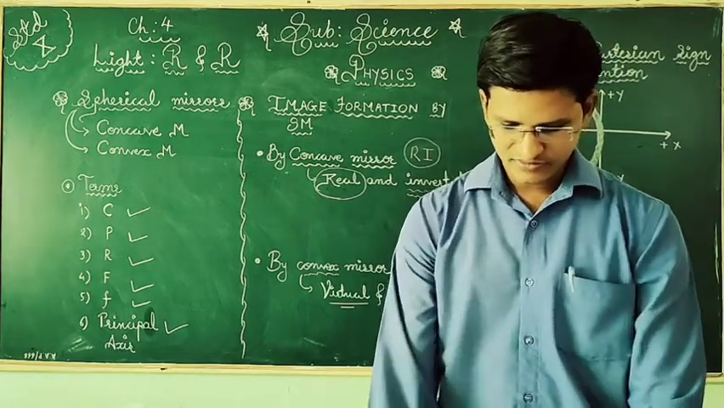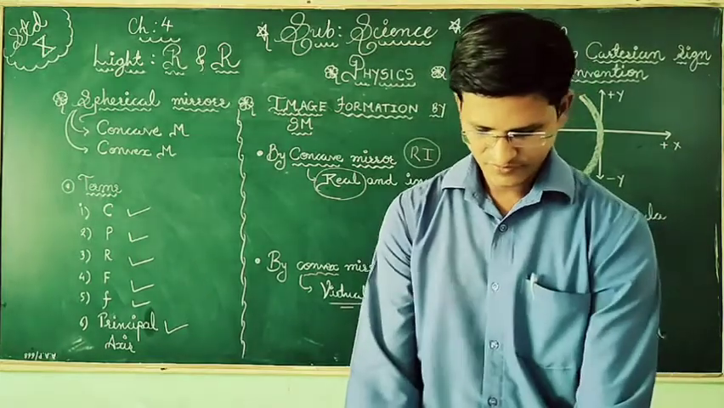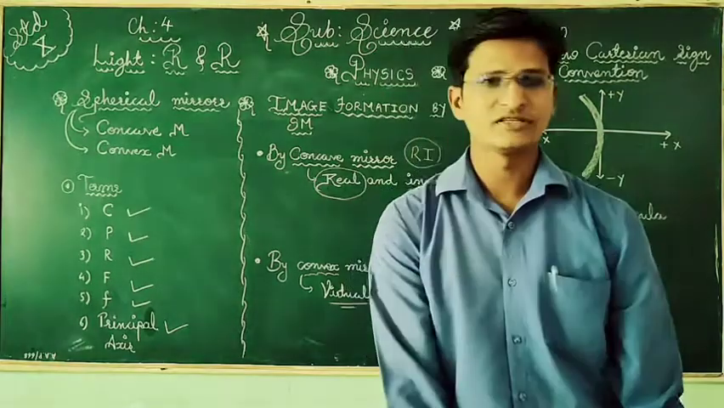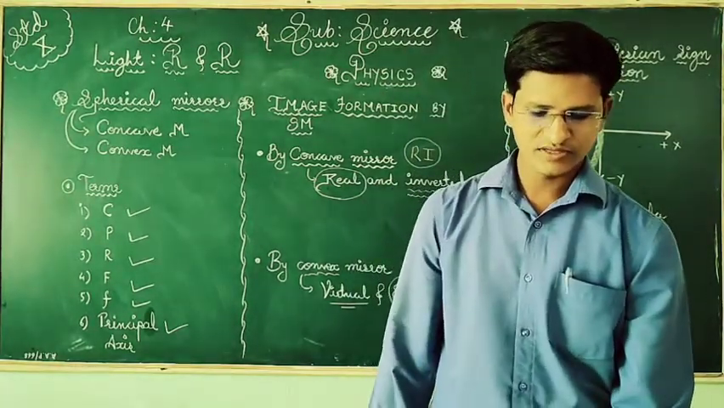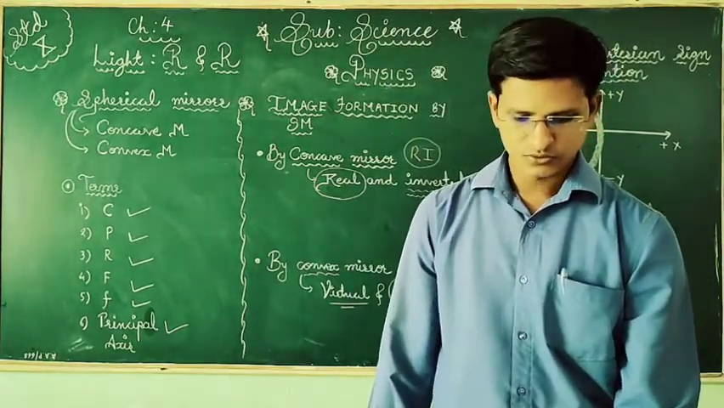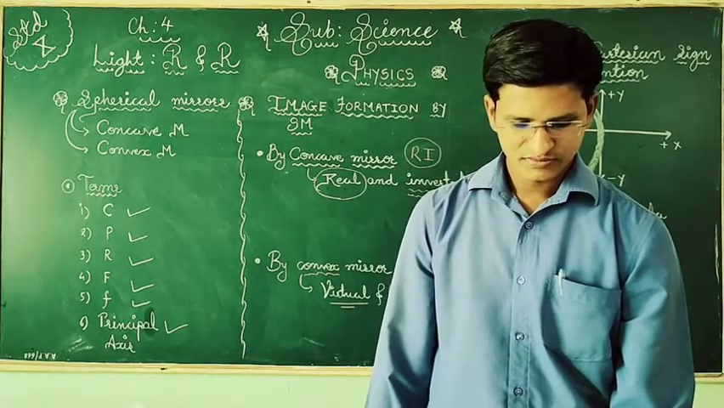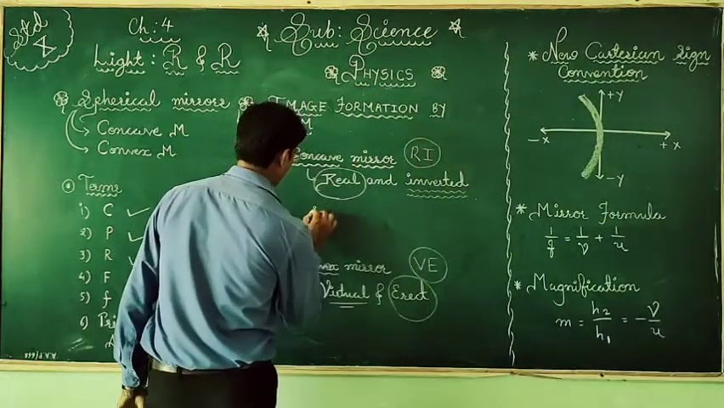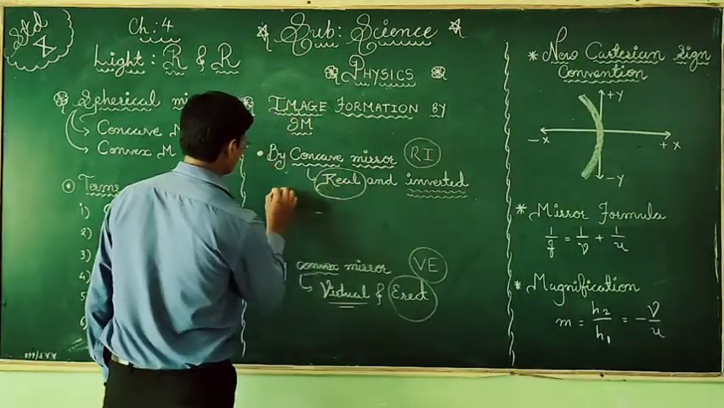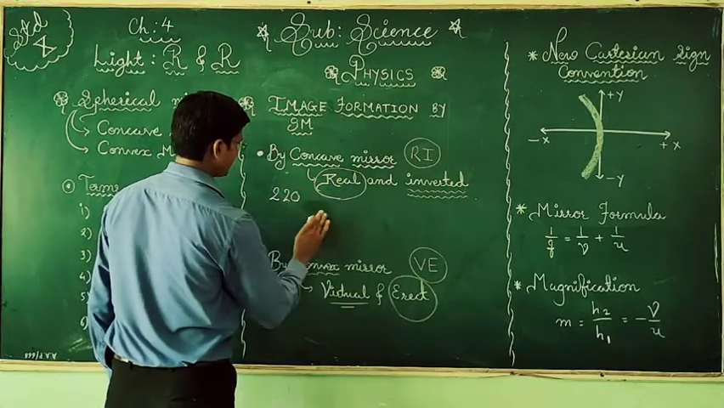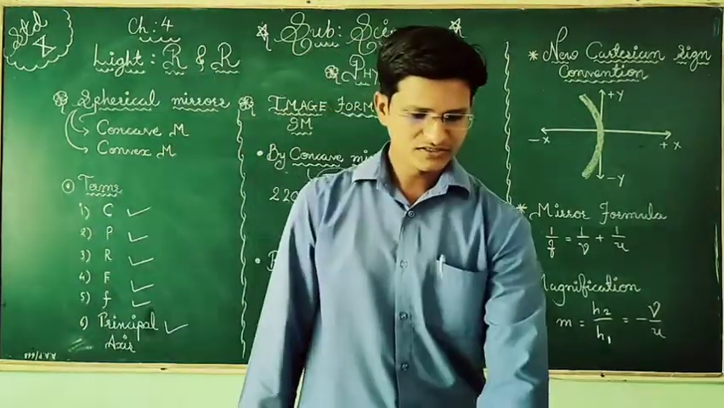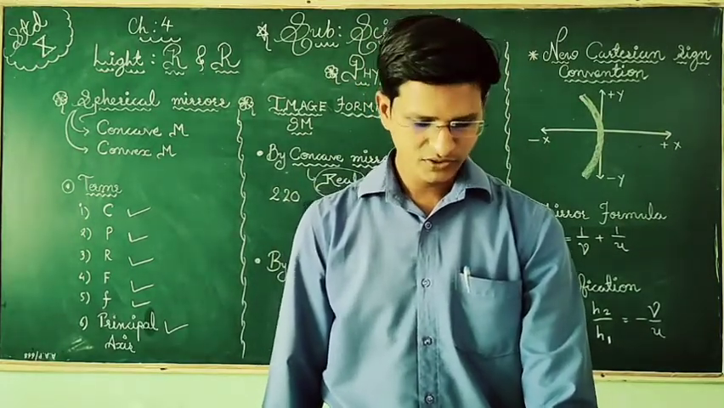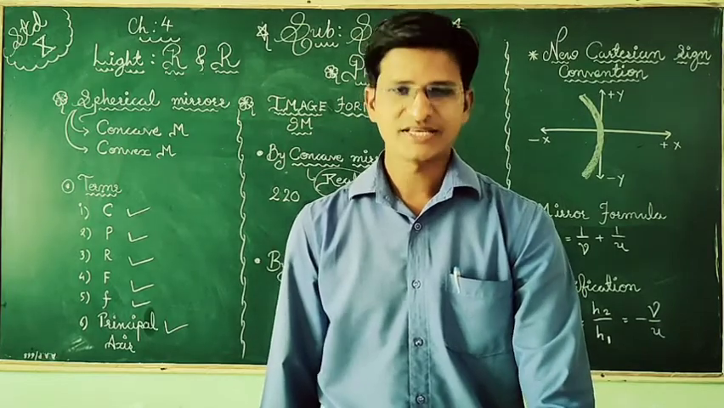Here you can see 6 positions are given, and behind that one image formation table is also there. So everywhere the position is changed. If you see on page number 220, first see the table: the position of the object, position of image, nature of image and size of image.